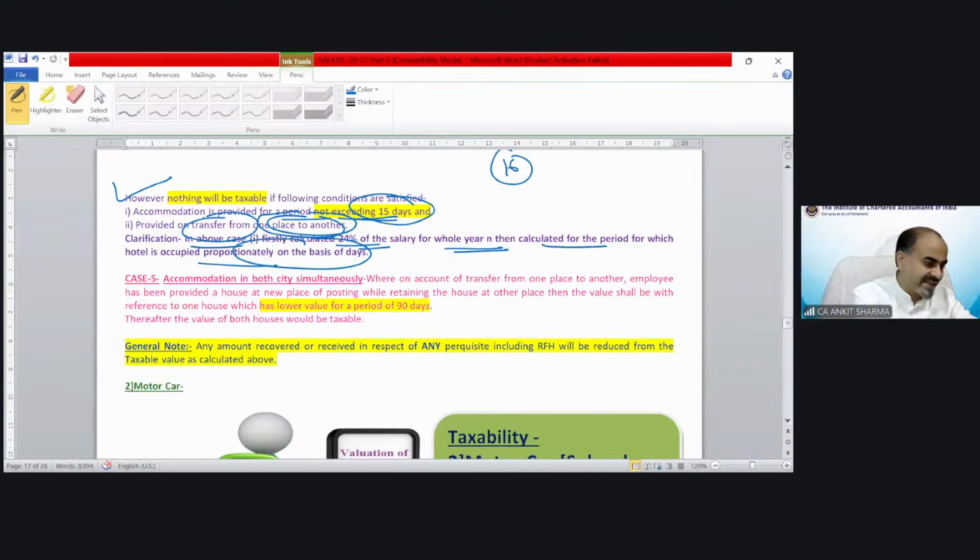What is case 5 trying to tell you? Case number 5 is saying that suppose your job has been transferred. You are working in Delhi, you are having a rent-free house, and you are living in that rent-free house with your family, with your spouse and kids. Now your job has been transferred to, suppose, Lucknow.